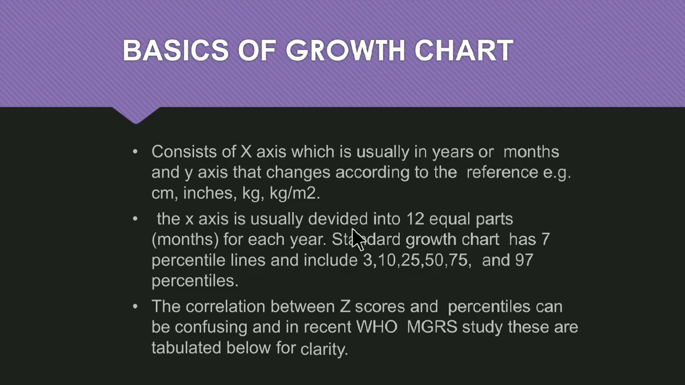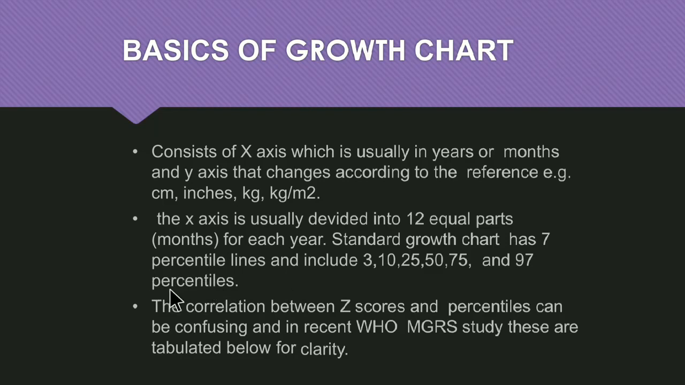The x-axis, as I have said, is divided into 12 parts. Each part represents 1 month. So in total, it will become 1 year. And the standard growth chart has 7 percentile lines. So these percentile lines are 3, 10, 25, 50, 75, 97.